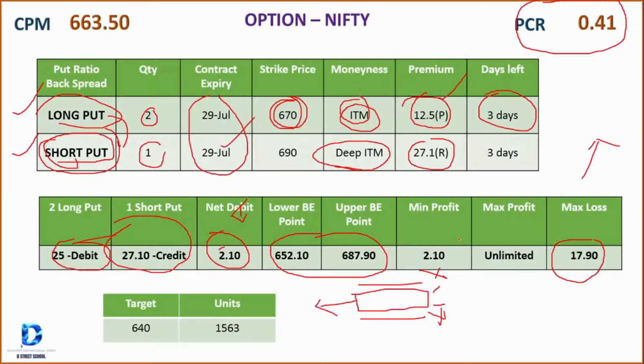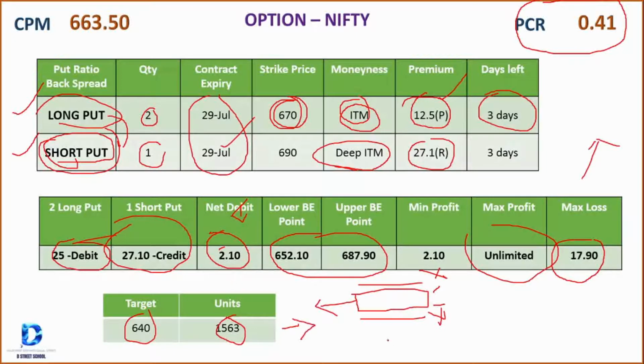If the market goes in our favor, unlimited profit. So what's our target? I'm expecting 640. As we know, we predicted the market will come down. At which level will it come down? I'm expecting 640 because the contract will expire on coming Thursday. So before that, I'm expecting the price will touch 640. The units will be 1,563. This is a predefined unit.